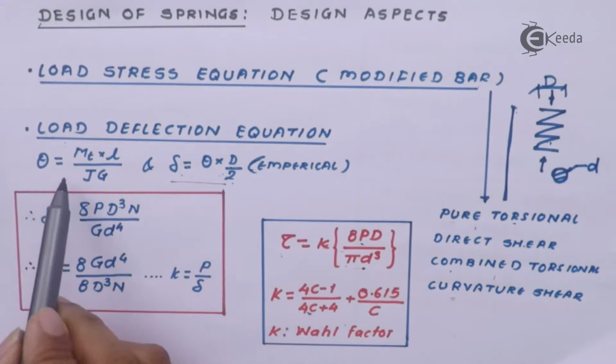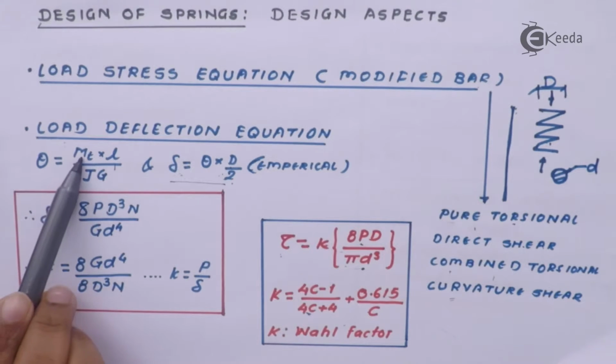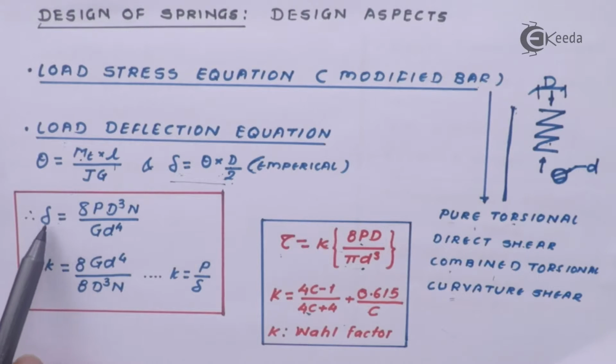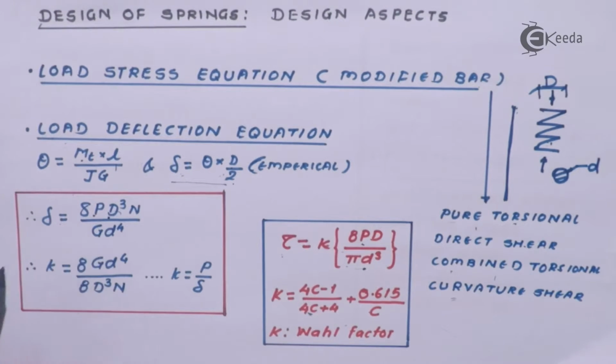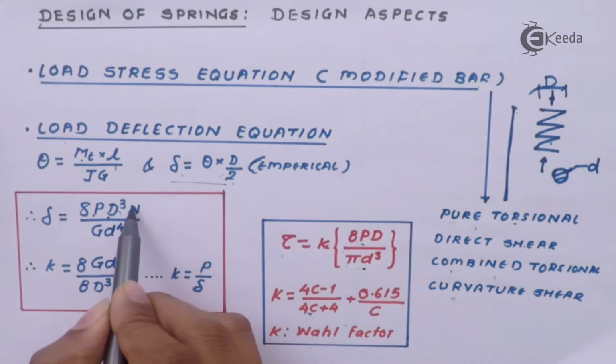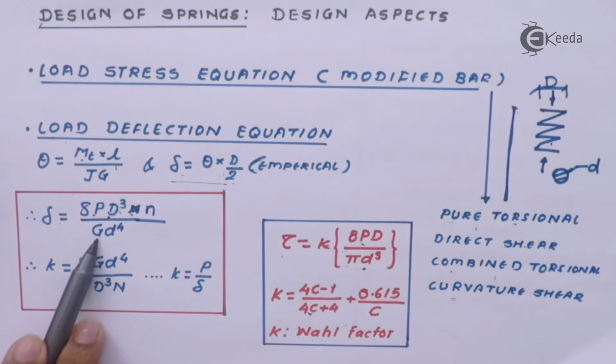Now in such a case, when this formula was modified in terms of the torsion, it was found that delta is equal to this particular relation, where P is again the force acting, D is the nominal diameter or the mean diameter, and n, or we can use small n in this case, is nothing but the number of coils of the spring given. G is the torsional rigidity or constant of rigidity, and d is again the wire diameter.